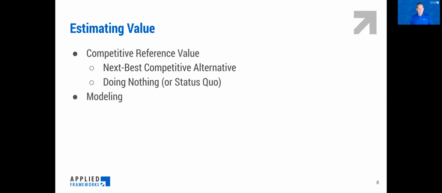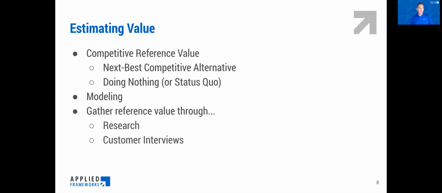Future videos will look at how to model value, but for now, we'll talk about how to gather reference value through customer research and customer interviews. So it can be both desk research, where we're looking at competitors in a similar or adjacent space and how they establish value. And alternately, probably the best way is to talk directly to existing or prospective customers about what they value in the context of the product or service that you offer.